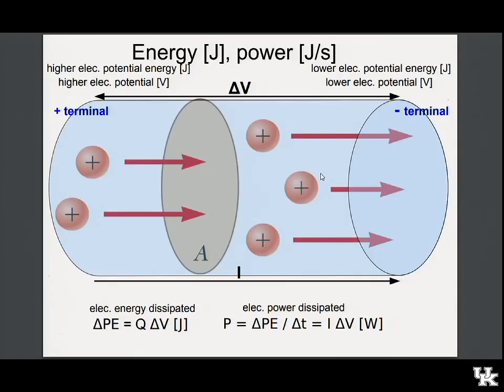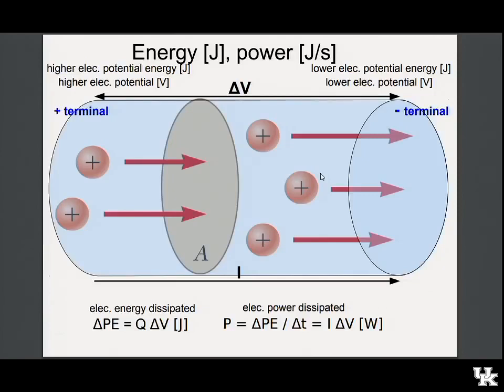So here's a section of wire. Here's the electrical potential difference across the length of the wire. That's causing current to flow along the wire. Here we're seeing some of these positive mobile charge carriers moving along the wire. And as they move from left to right, they are dissipating electrical energy. So there's a change in electrical potential energy as they roll down the potential hill. And they're dissipating power, which is just the rate of dissipation of the electrical energy.